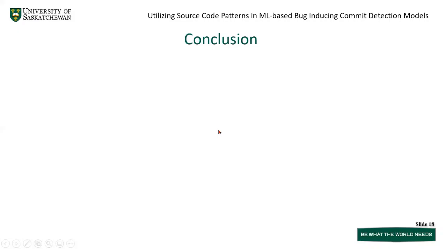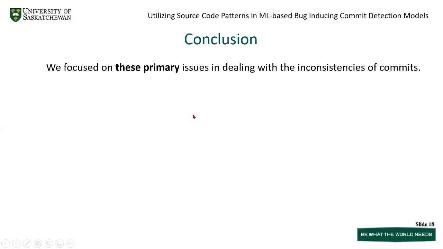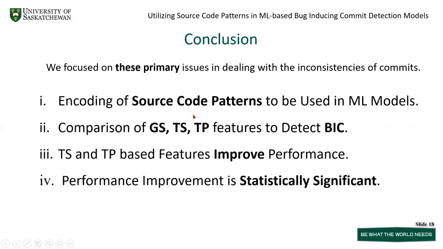Here, I'm going to conclude this demonstration, where we focused on the encoding of source code patterns which can be used in machine learning models. We compared GS, TS, and TP features to detect bug-inducing commits. We found that TS and TP based features improve the performance of bug-inducing commit detection, and this improvement is also statistically significant.